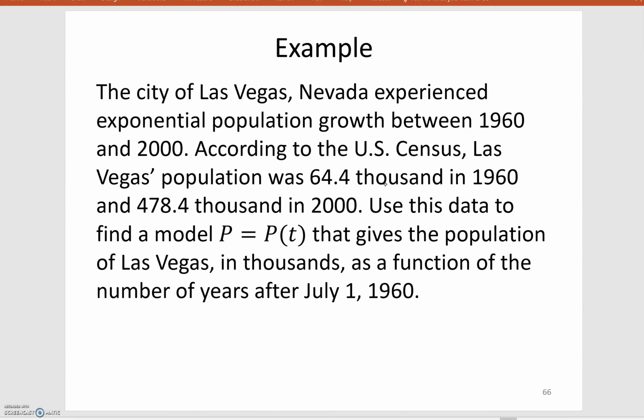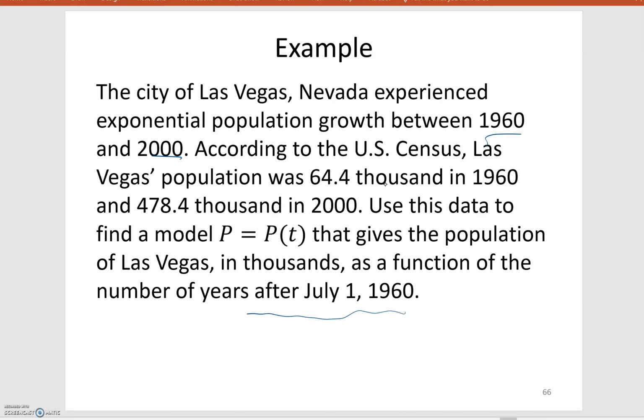Here's a population model about Las Vegas, and it says the city of Las Vegas, Nevada experienced exponential population growth between 1960 and 2000. According to the U.S. Census, Las Vegas population was 64.4 thousand in 1960 and 478.4 thousand in the year 2000. Use this data to find a model P equals P of T that gives the population of Las Vegas in thousands as a function of the number of years after July 1st, 1960.